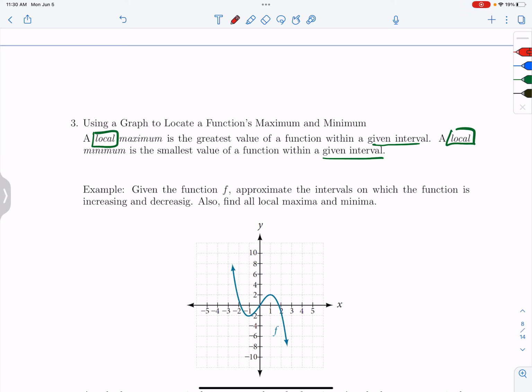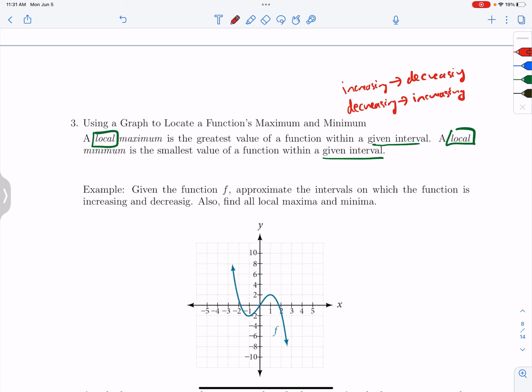So where it goes from increasing to decreasing, or vice versa, where the function goes from decreasing to increasing. So again, imagine you're going on a hike. When you go from descending or going downward to upward, that dip is a local minimum. And then where you go from increasing to decreasing, that crest is a local maximum.